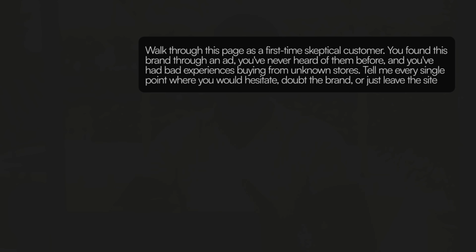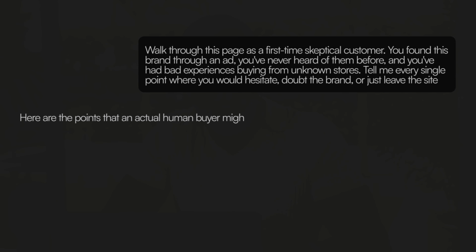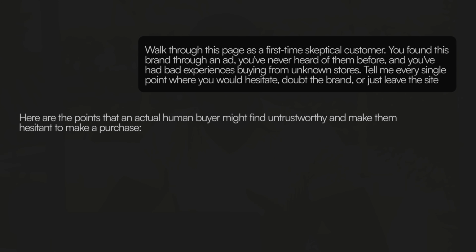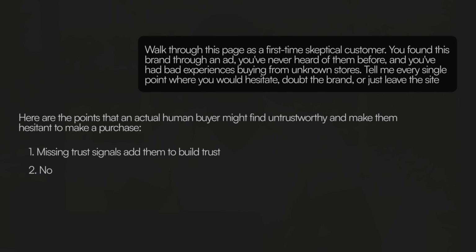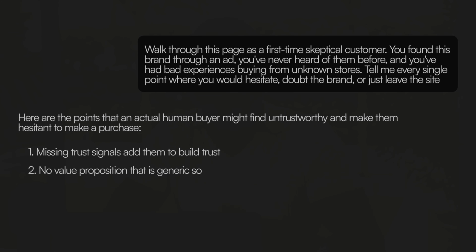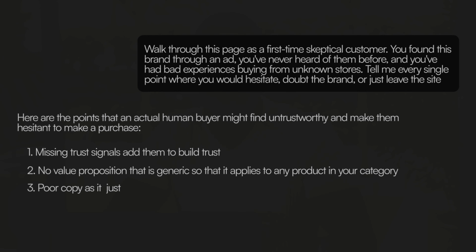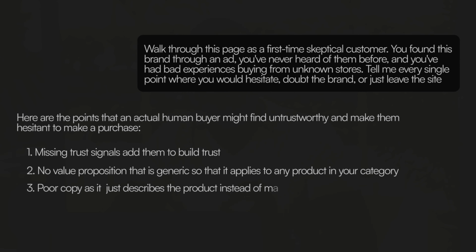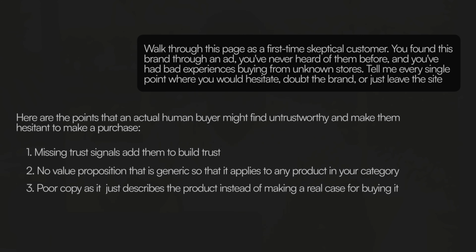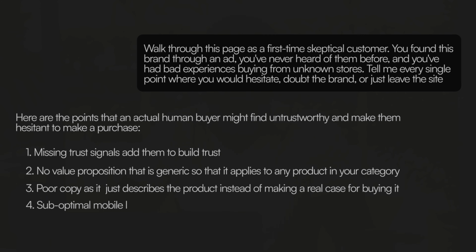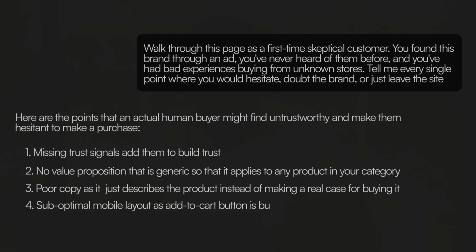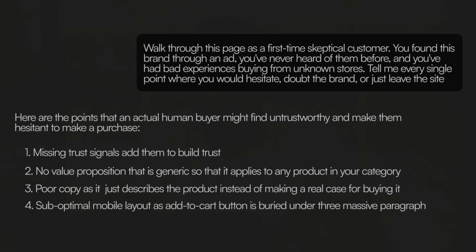But when you give it a persona, you get the actual friction points a real human buyer hits, like missing trust signals or a value proposition so generic it could apply to literally any product in your category. You might find your copy just describes the product instead of making a real case for buying it. Or you'll see that there's mobile layout issues where the add to cart button is just buried all the way under 3 massive paragraphs of text.